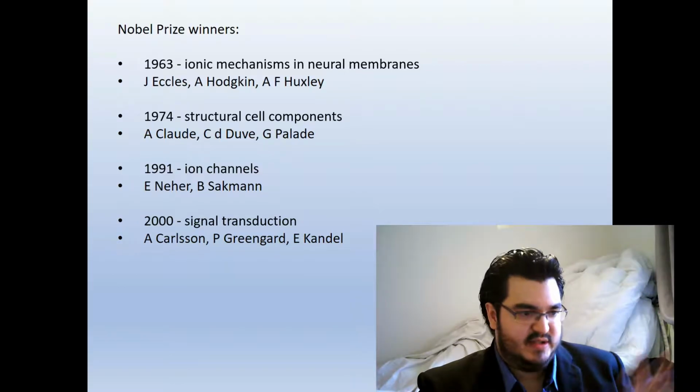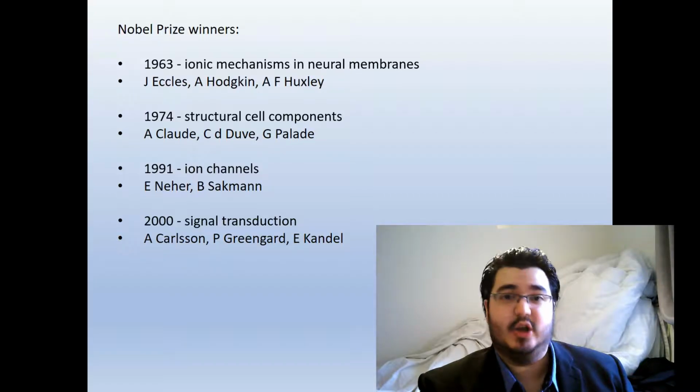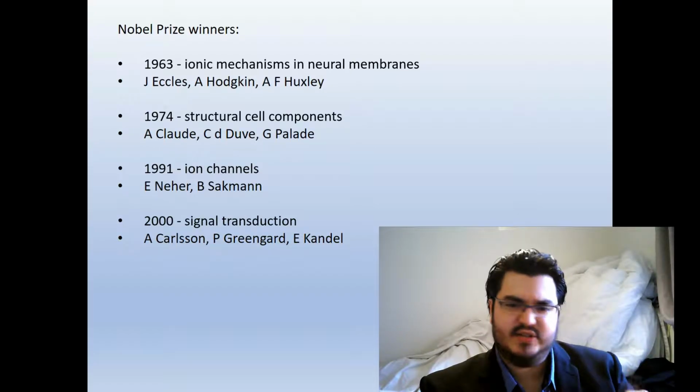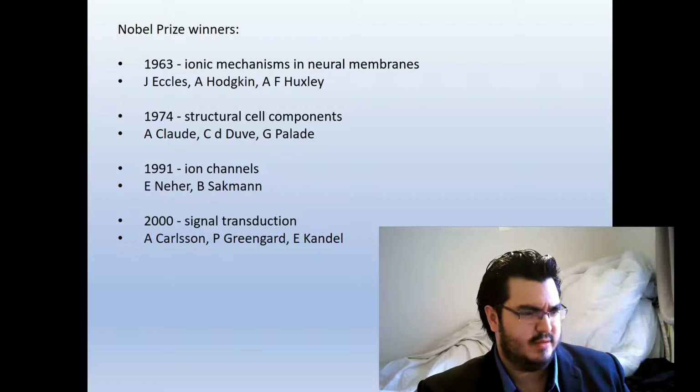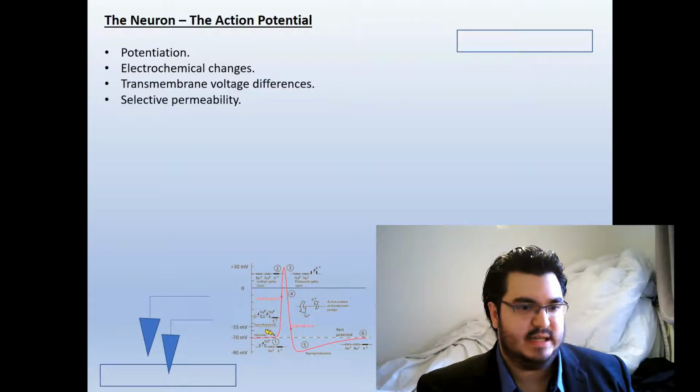These are some Nobel Prize winners who have contributed a lot to our understanding of the mechanisms: Hodgkin, Huxley, Katz, Sakmann, Carlsson, Kandel. Kandel's the guy. He co-wrote the book Principles of Neural Science, I think.